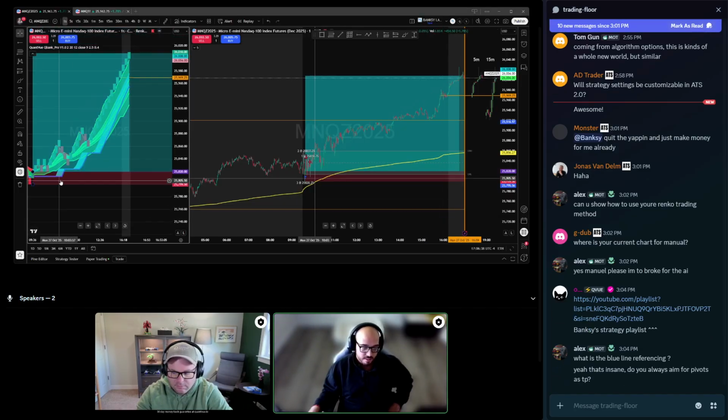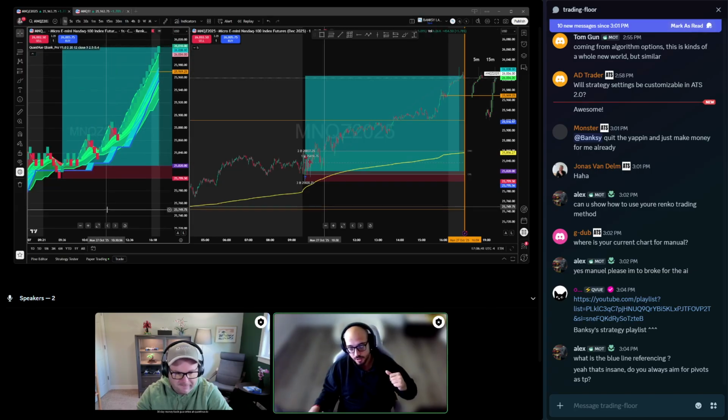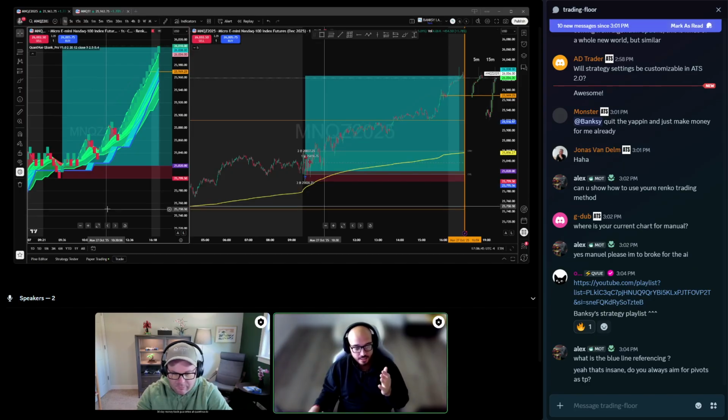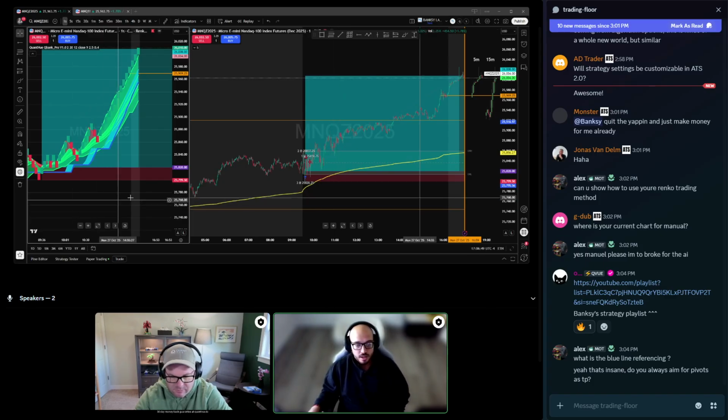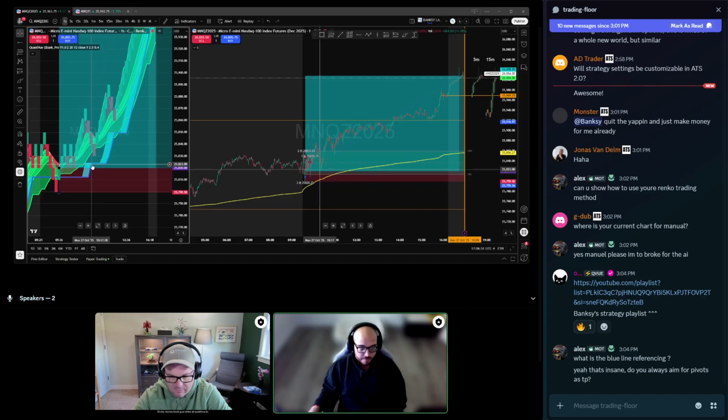Blue line referencing. So that's supposed to be like, what's it called? I'm trying to think of the word. It's technically supposed to be like dynamic support and resistance. I use it as my stop loss. So my stop loss is always going to be the first grid point where there would be a brick close on the opposite end of that.